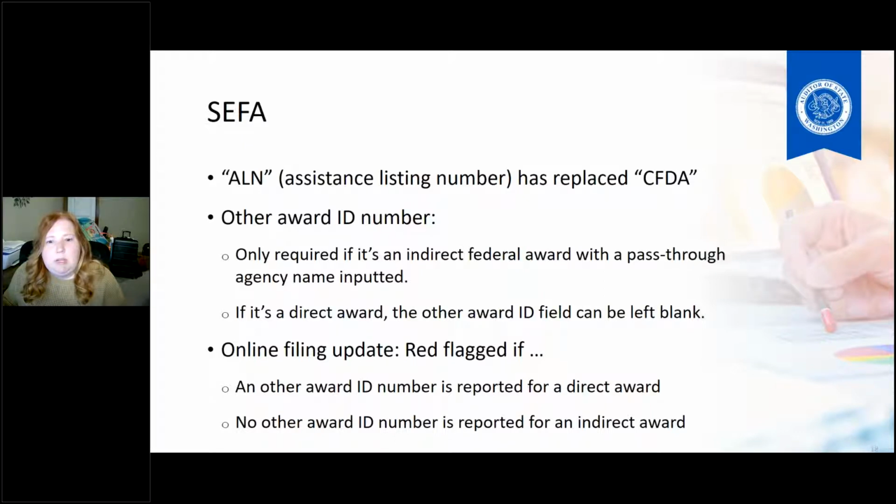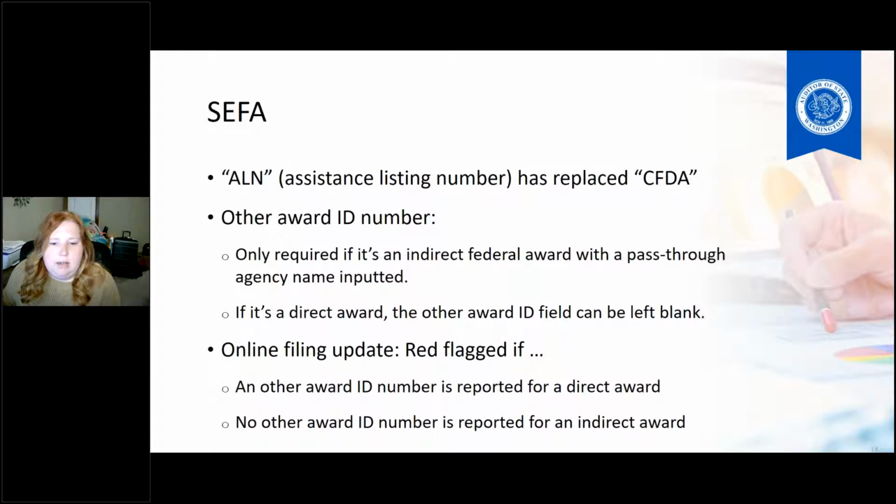And then since we updated the programming to align with this guidance, we have created 2 new validation checks. So you would receive a red flag error message if 1, the other award ID is reported for a direct award, or 2, no other award ID number is reported for an indirect award.